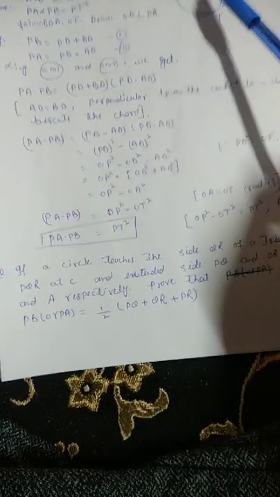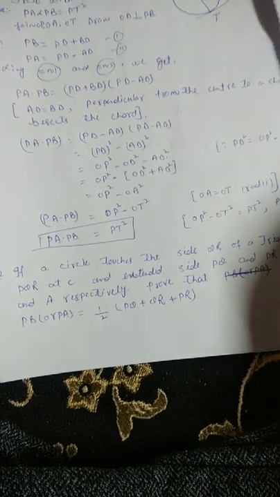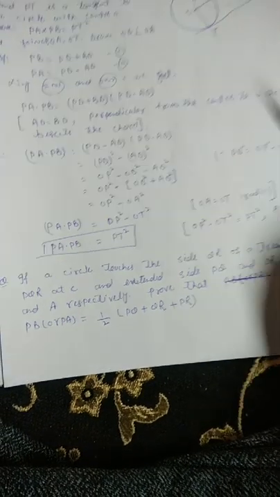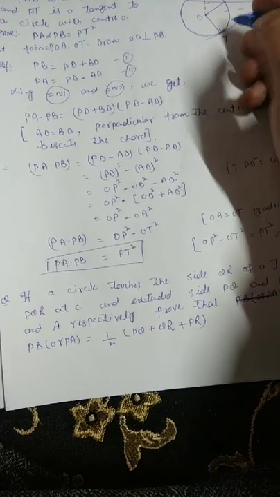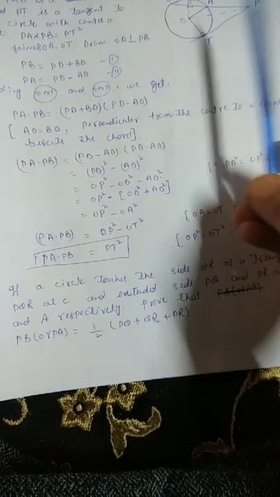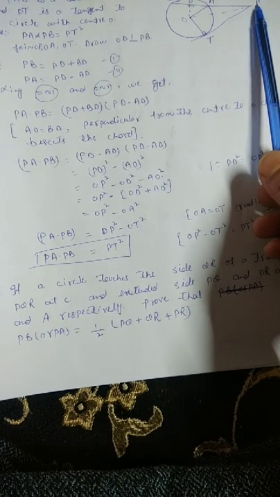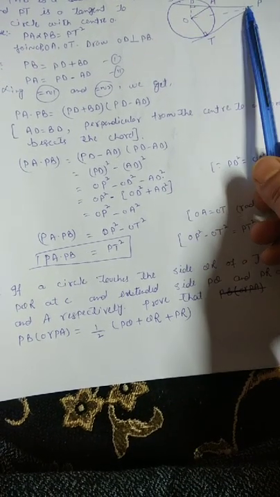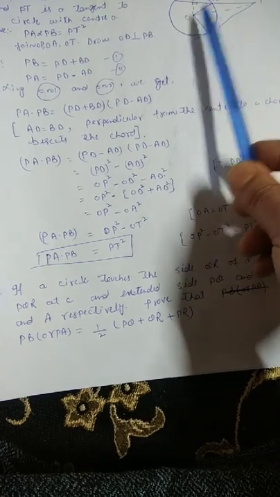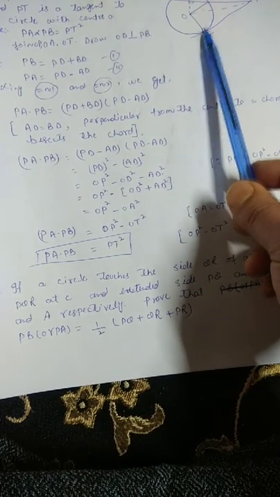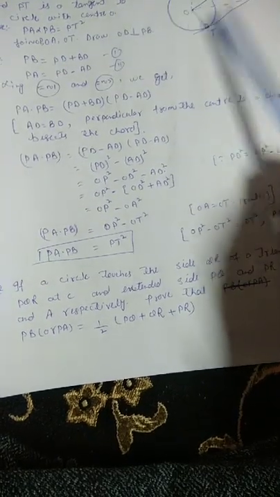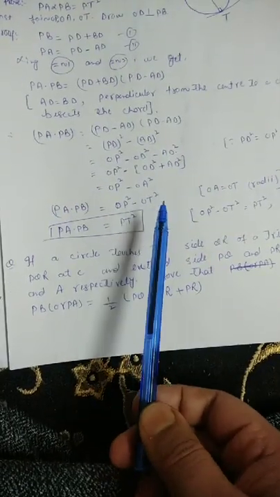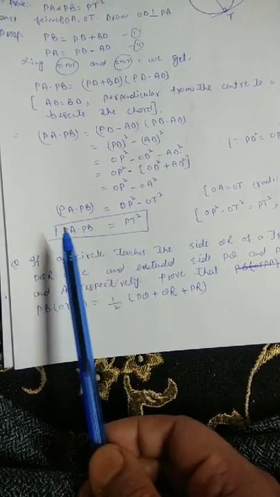Now see here, triangle OPT is also a right angle triangle, since we know the radius and the tangent are perpendicular to each other. That means OP square minus OT square can be written as PT square. Again the Pythagoras theorem. So PA into PB is equal to PT square.